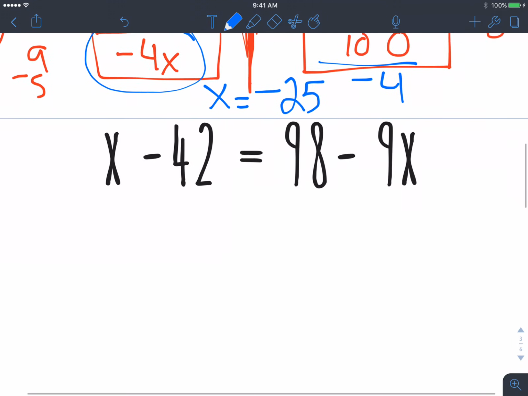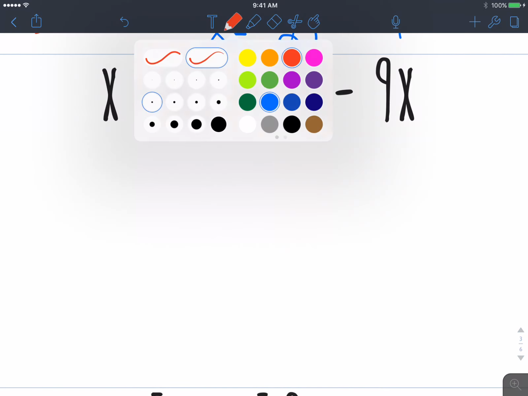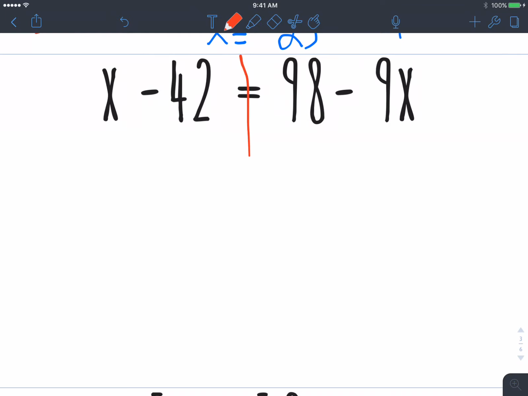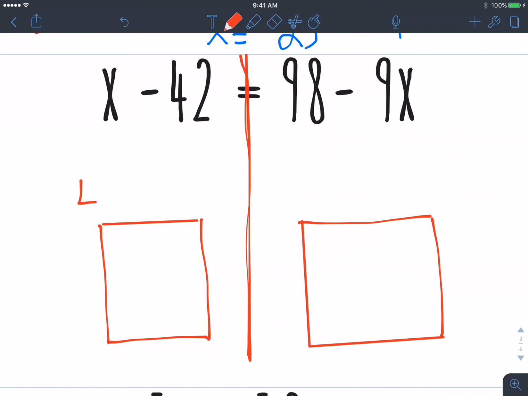Okay, we're going to take a look at another one. Again, I'm going to start with my fence. I'm going to draw my boxes. Okay, I'm going to label one letters and one numbers.